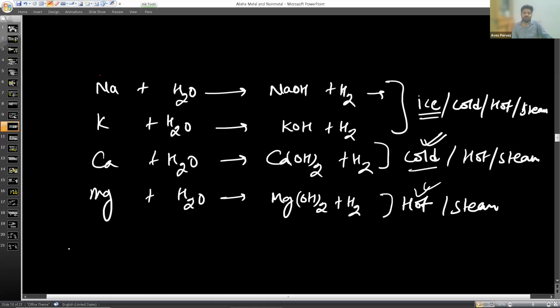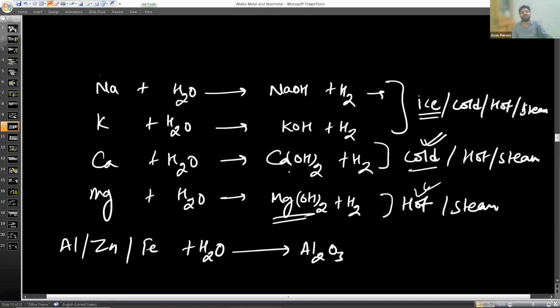Next one: aluminium, zinc, and iron. If they react with water, aluminium will give you Al2O3. They don't give you hydroxides because their metal oxides do not react with water. Zinc will give you ZnO, and iron will give you Fe3O4. Actually, Fe3O4 is a mixture of FeO and Fe2O3.